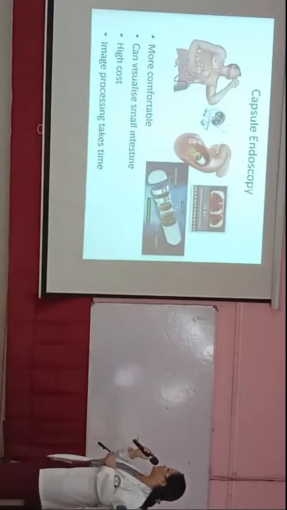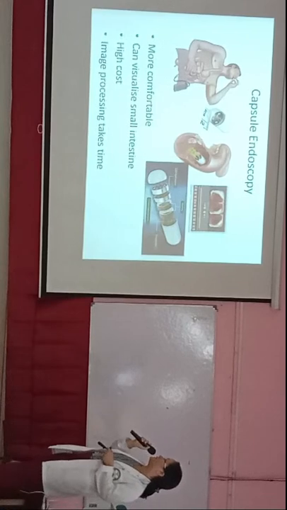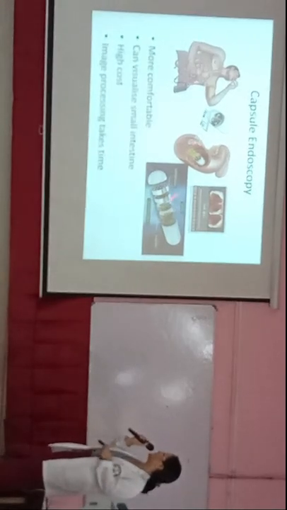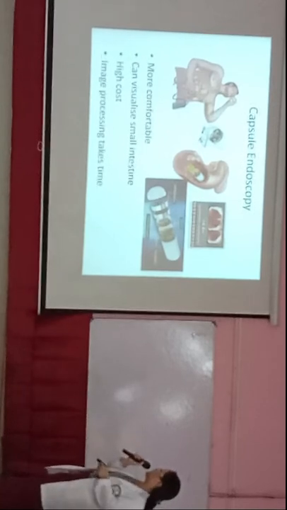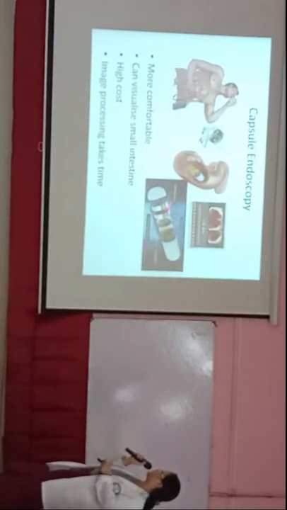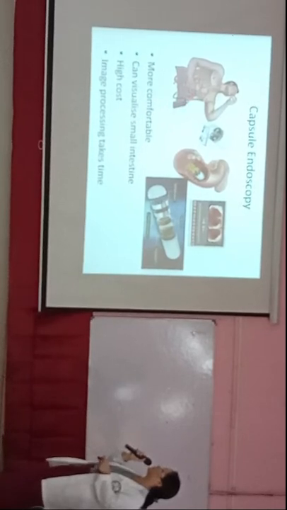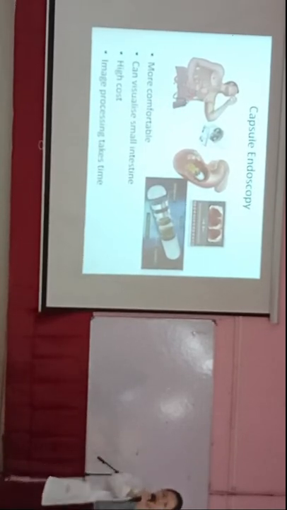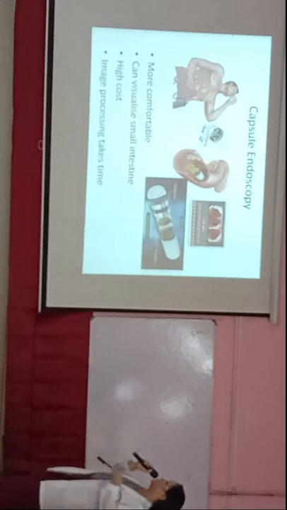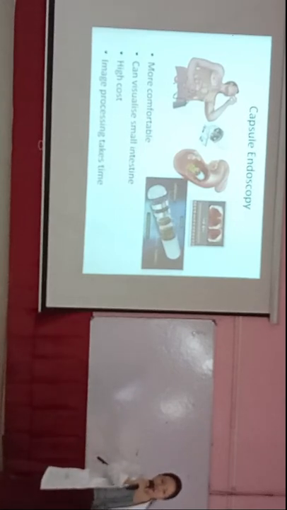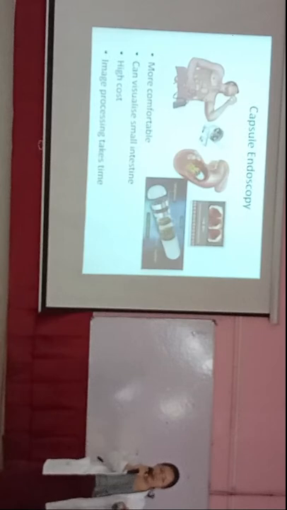So, this is capsule endoscopy. It is endoscopy done with the use of this small vitamin capsule size camera, which is incorporated with a color video camera and a light battery transmitter. This is made to work around the waist, and this is the recorder. You swallow the capsule, it goes through the entire GI tract. It's very comfortable. It can even visualize the small intestine, which is not visualized with endoscopy or colonoscopy.